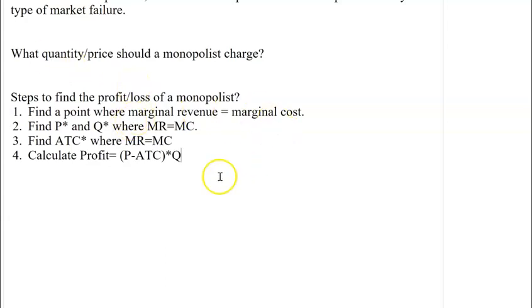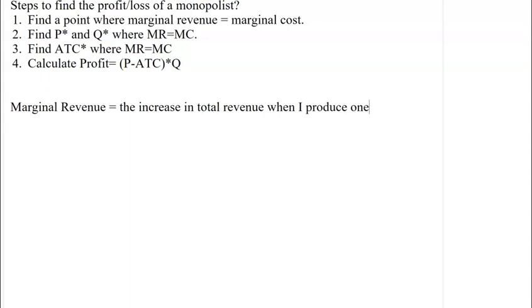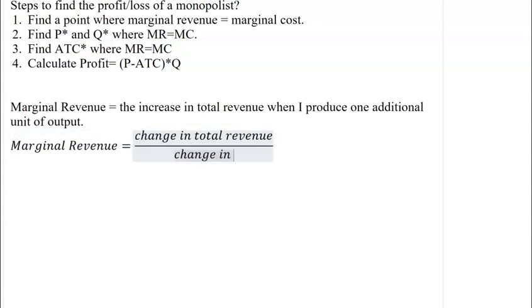But before we do that, let's review marginal revenue again, because the marginal revenue curve is slightly different for a monopolist than when we saw it in a perfectly competitive market. So here, just a quick definition of marginal revenue. This is the increase in total revenue when I produce one additional unit of output. So the formula was marginal revenue equals change in total revenue divided by change in quantity.